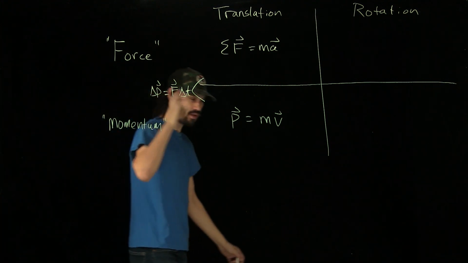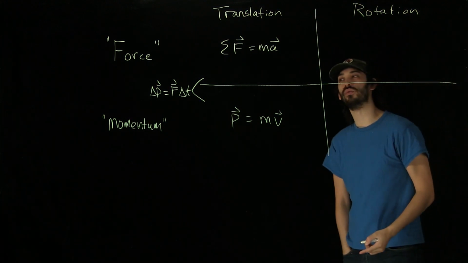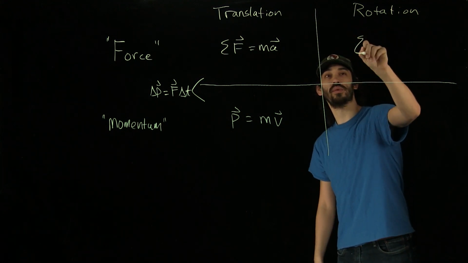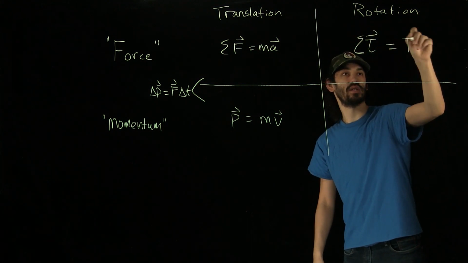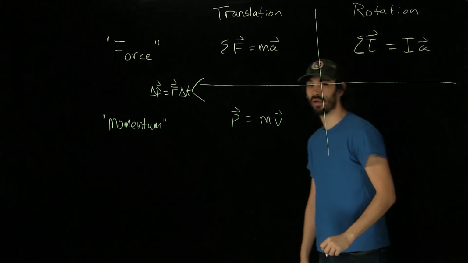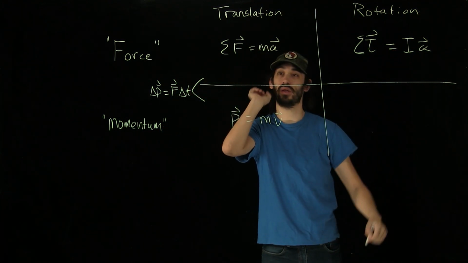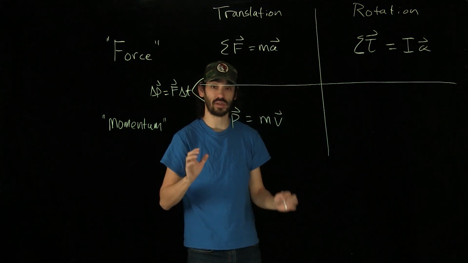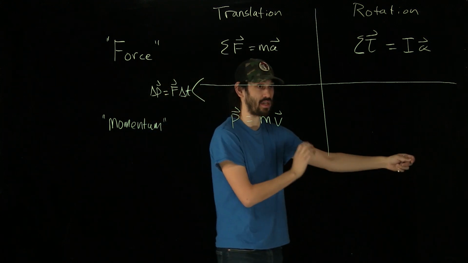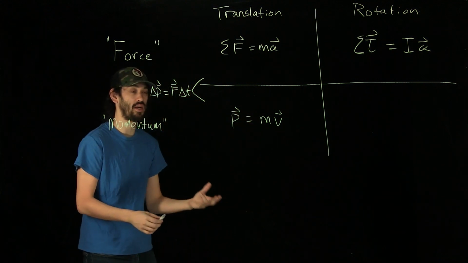Okay? So now let's look at our equations for rotation. We saw that we had some analogous concept to force for translation, and that was torque. And for torque, what we said was that the sum of the torques acting on an object is going to be equal to the moment of inertia times the angular acceleration. Okay? And we saw this connection between the mass and the moment of inertia, where the mass tells us how difficult it is to push an object in one direction, how difficult it is to translate an object, and the moment of inertia tells us how difficult it is to rotate an object.